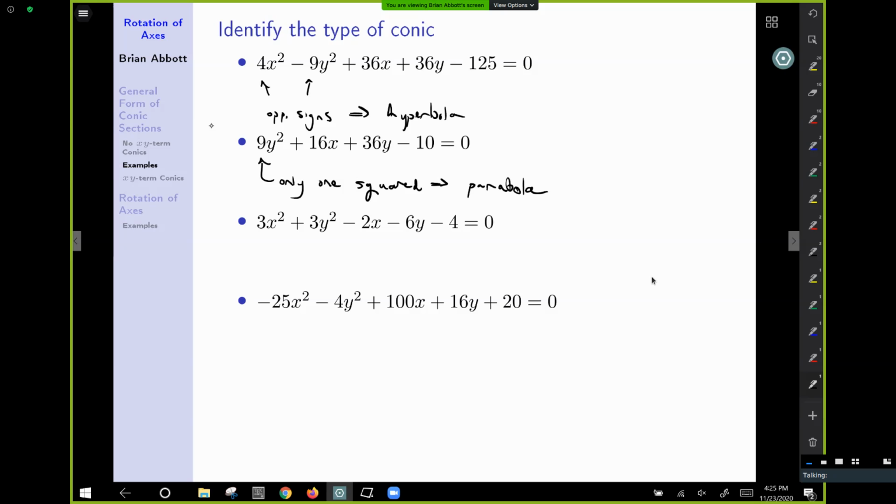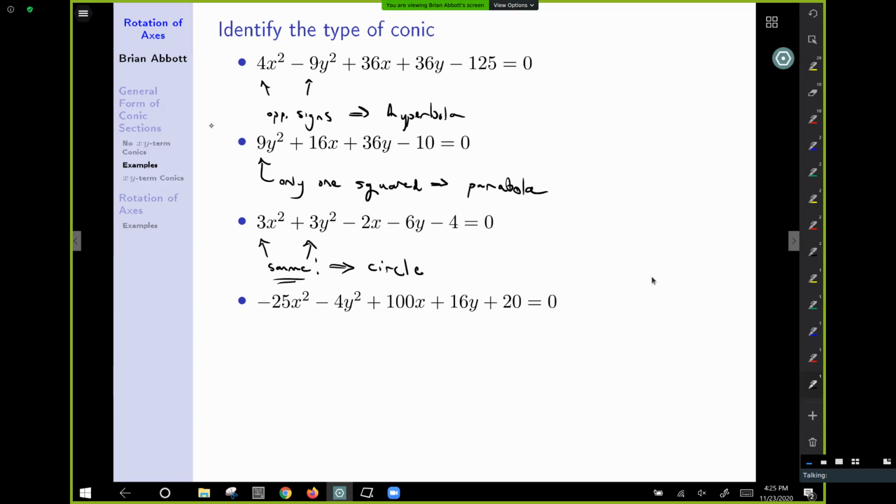All right, so the next one, we look at the x squared and y squared terms. They are the exact same. What do we know about when they're the exact same? Well, that means that if they have the same sign, they're an ellipse, but if they're the exact same, they're a special ellipse, they're a circle.